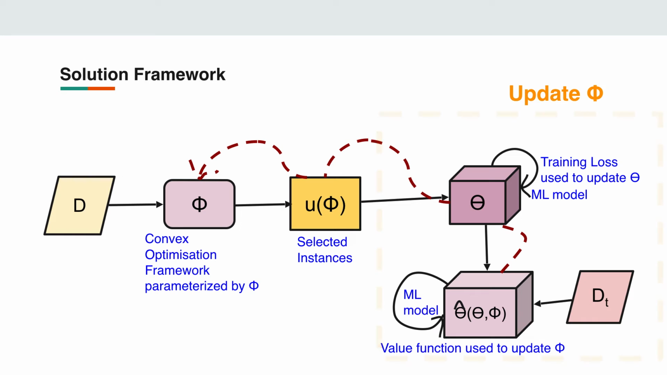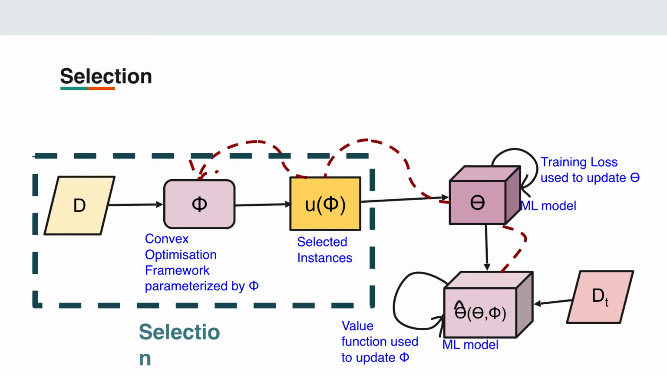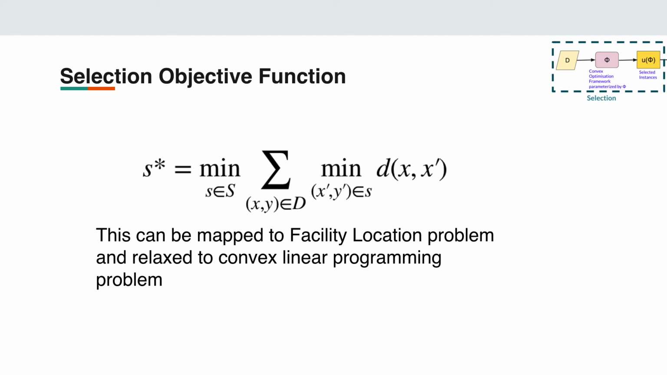For the selection block, the objective function is a minimization function on the dissimilarity values between the training set D and the subset to be found. This can be mapped to a facility location problem, which can then be relaxed to a convex linear programming problem. The idea is as follows.